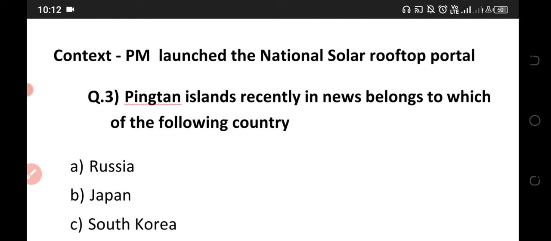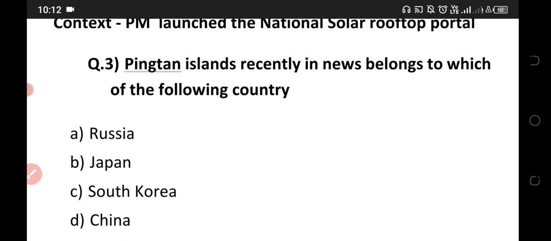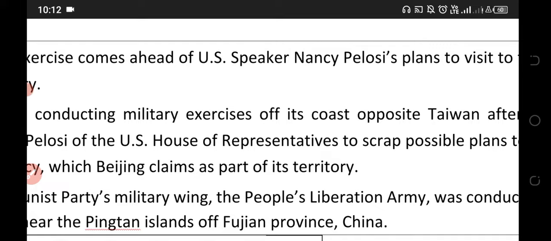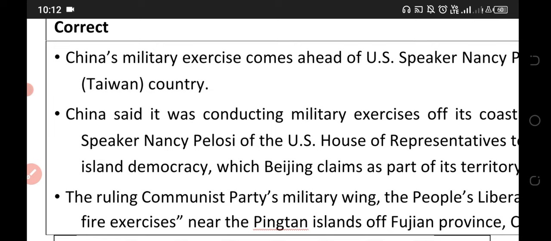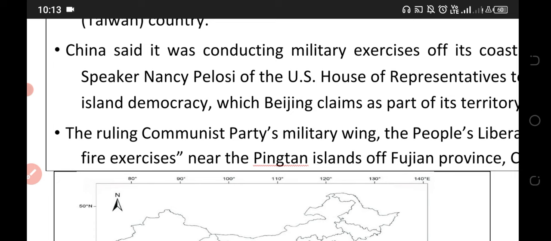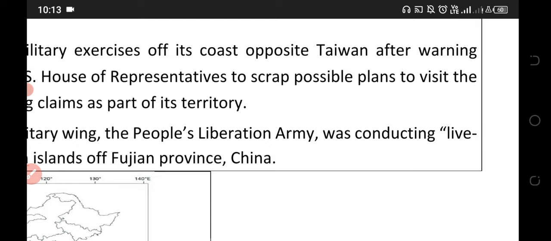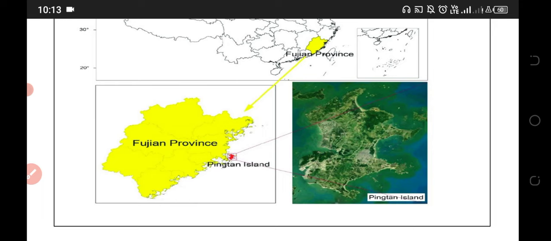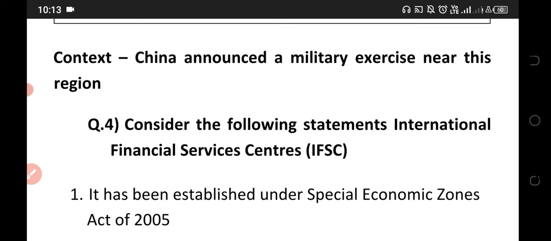Pington Island is recently in the news. Where is it? Pington is in China. China's military exercise comes ahead of US Speaker Nancy Pelosi's plans to visit the island country, Taiwan. China said it was conducting military exercises off its coast opposite Taiwan after warning Speaker Nancy Pelosi of the US House of Representatives to scrap possible plans to visit the island democracy. It is in Fujian province. Pington Island falls in China. China announced a military exercise near this region.